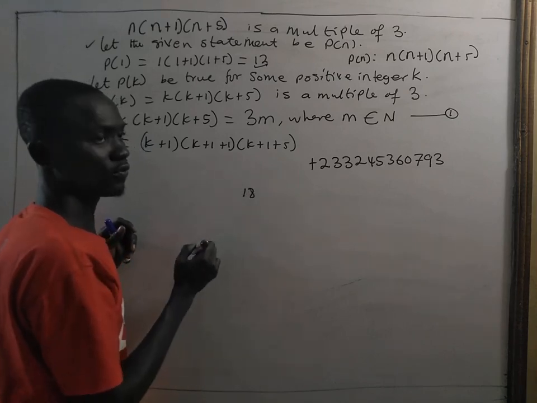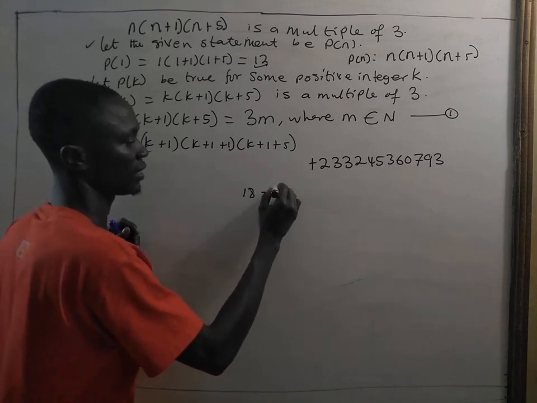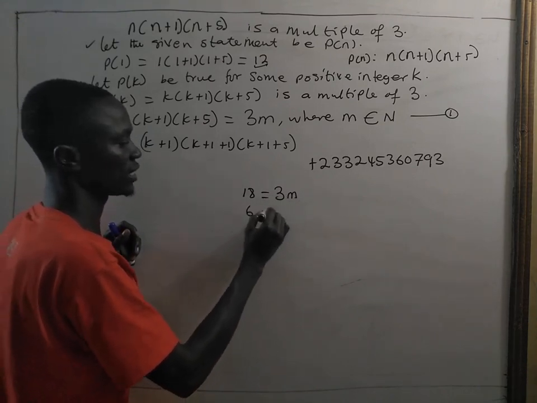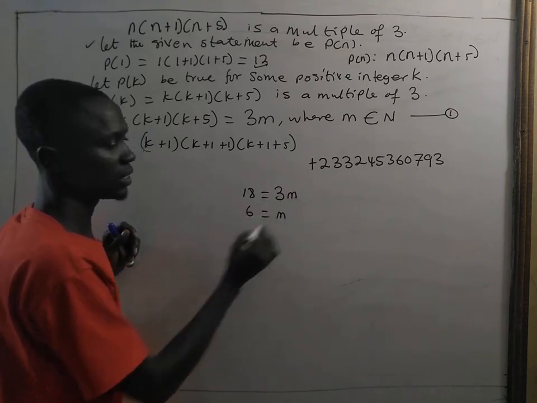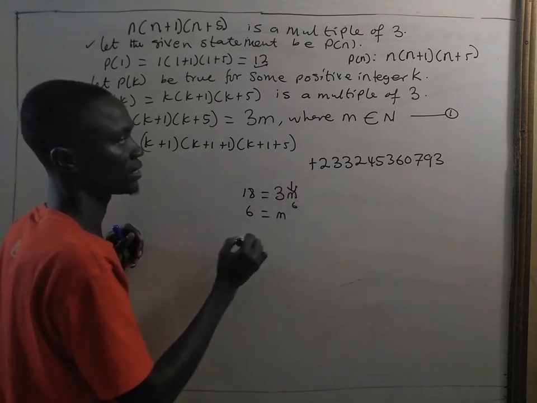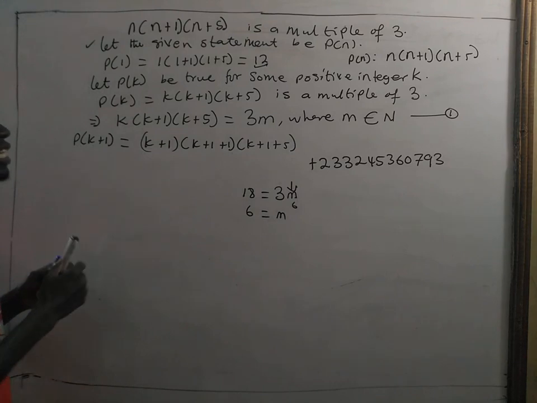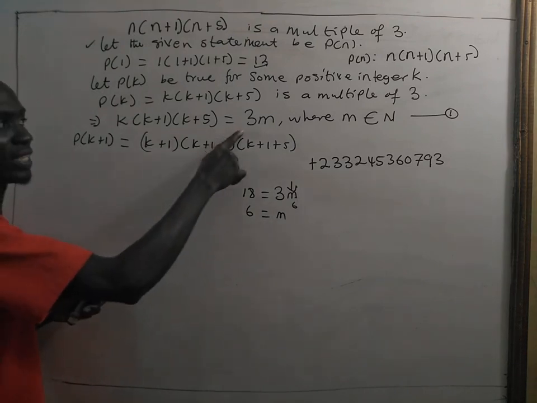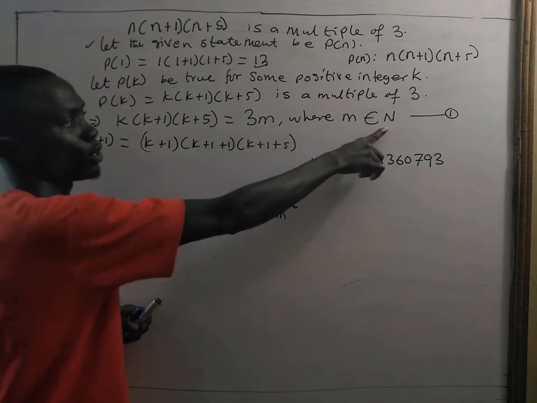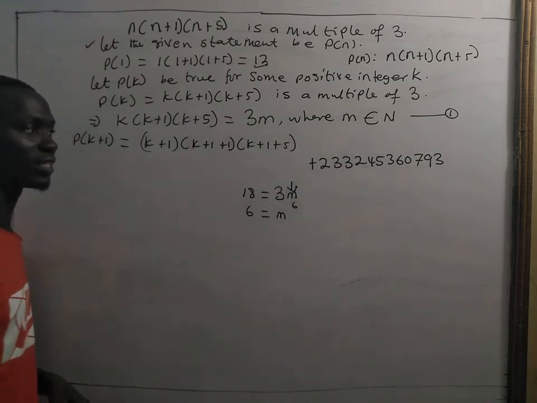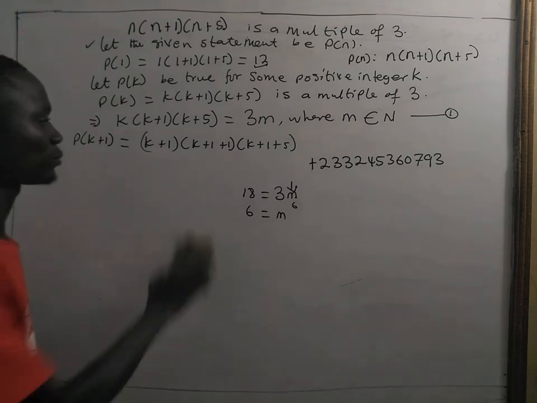Listen. 18 is a multiple of 3. This implies that 3 times a certain number will give me 18, and here 6 equals m. It means that this m is 6. That is exactly what we've done here. If k times k plus 1 times k plus 5 is a multiple of 3, then 3 times a certain number m, which belongs to natural numbers, will give us this. Great. Now, let us proceed.